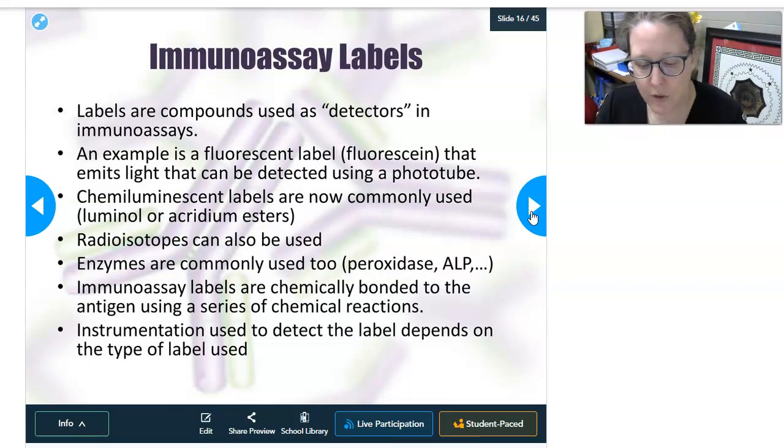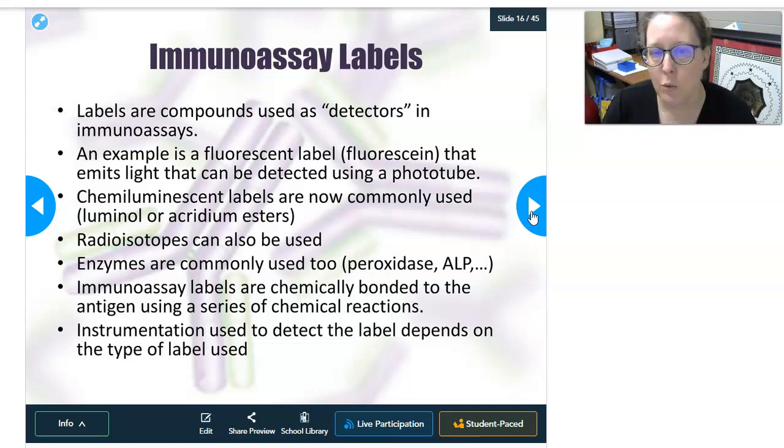Okay, so since we've introduced the concept of labels, let's talk about all of these labels and what can be used to label these antigens or antibodies. Again, labels are used as detectors in immunoassays. The labels are what give you the signal that you're measuring.